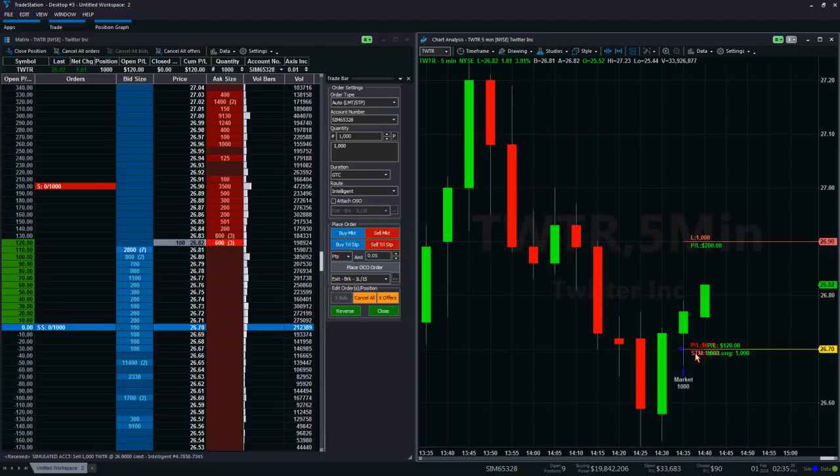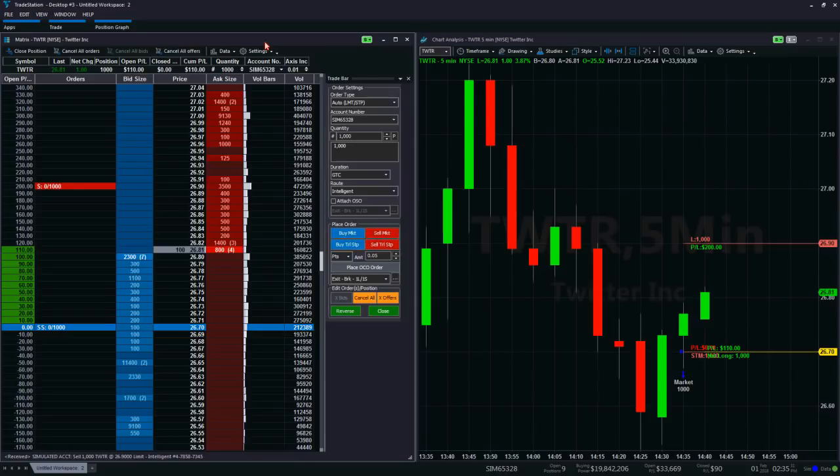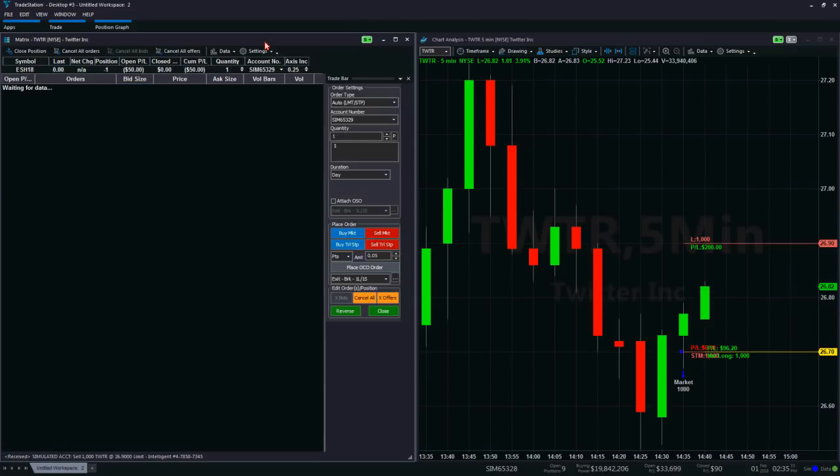Let's go ahead and continue. If you want to do the whole setup in one, let me switch this to a futures. I'm going to switch this to ESH 18.